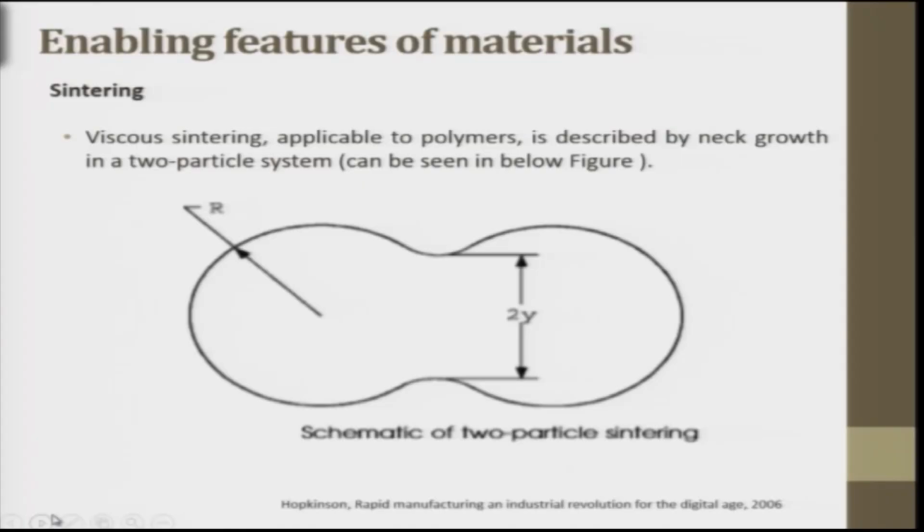One of the ways is viscous sintering, that is applicable to polymers. This is described by neck growth in a two particle system and can be shown in the figure below. In viscous sintering, this neck is formed. This is the radius of the particle and two particles are sintering. So, this is the neck that is formed. This neck that is formed can also be quantified.